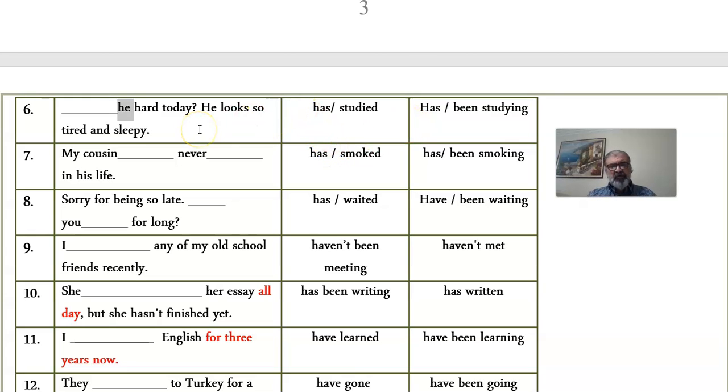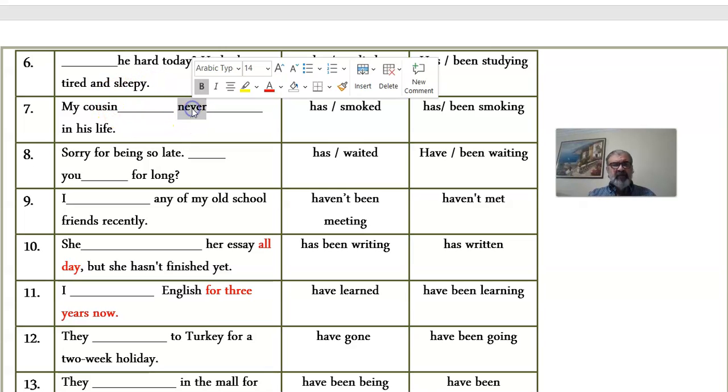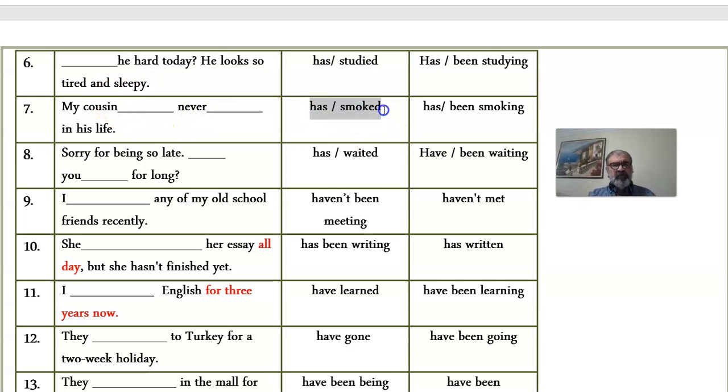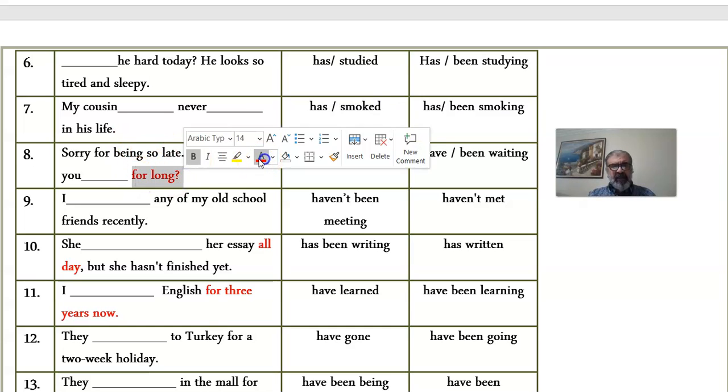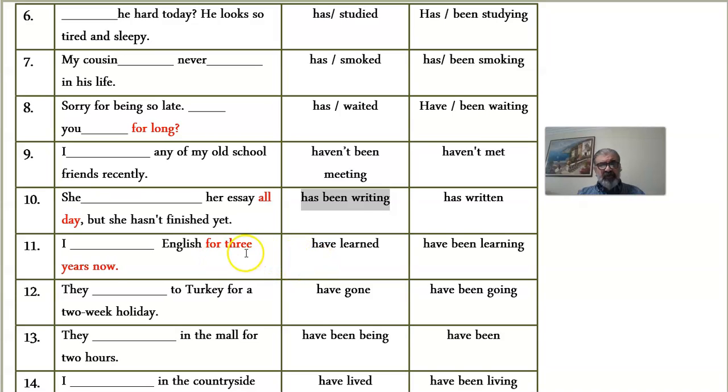By the way, you could have two answers here. Okay? My cousin never or ever, so you say has smoked. Sorry for being late. Waiting for long. Again, this is an indication for the continuous. How long have you been waiting? I haven't met any of my old friends recently, again, this is the present perfect. She has been writing her essay all day. I have been learning English for 3 years now.